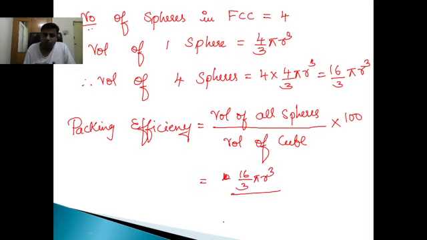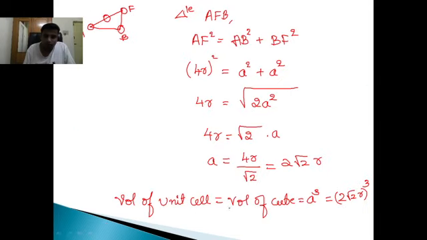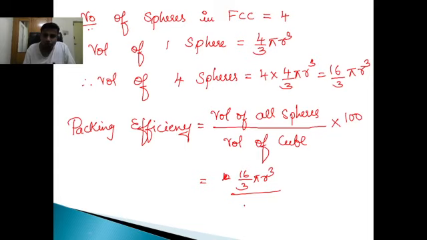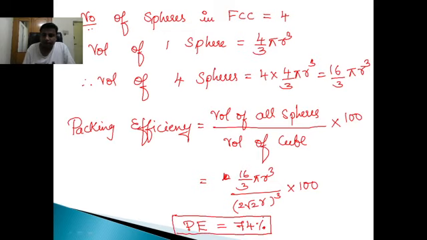And we know the volume of cube. How much did we get? Volume of cube is 2 into root 2 r, the whole cube, isn't it? So packing efficiency is 16 by 3 pi r cube divided by 2 root 2 r the whole cube, into 100. If you calculate this, you will get the packing efficiency as 74%.